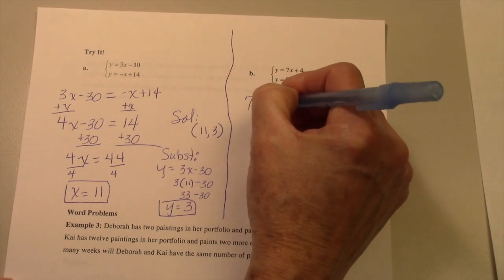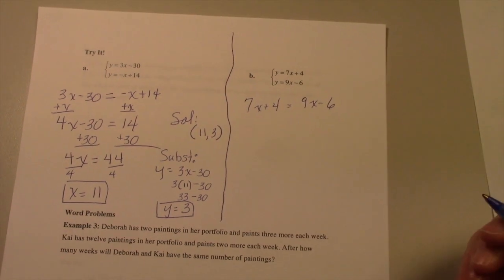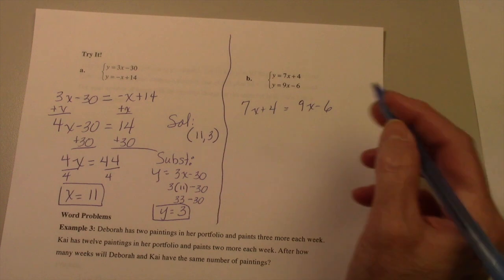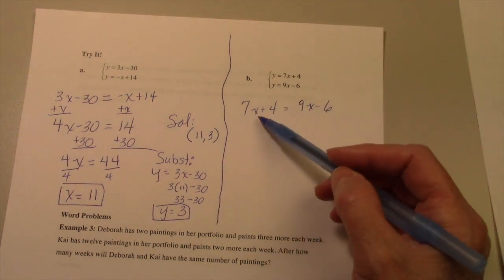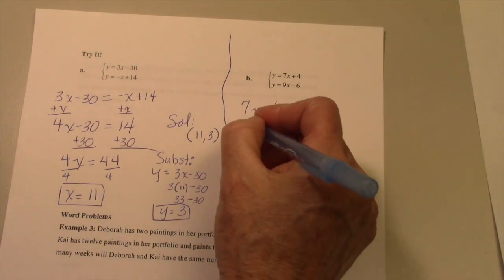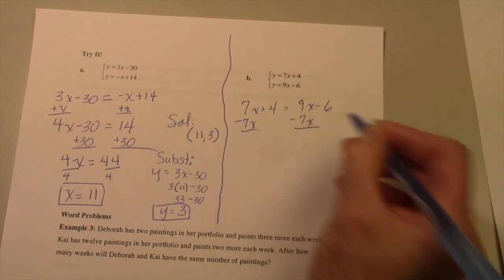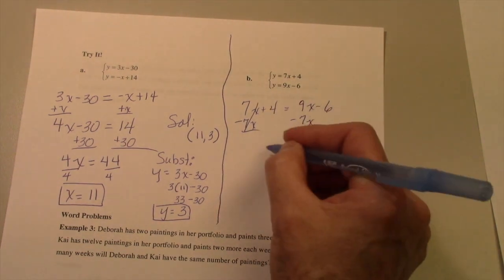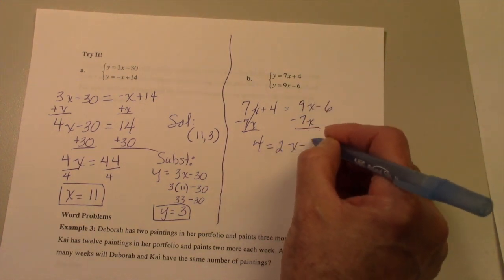7x plus 4 equals 9x minus 6. Now, I want to get the x's all on one side. Remember that moving analogy I talked about last year? I'm not going to pick up the heavier one, I'm going to pick the lighter one and move it. So I go minus 7x. This way it stays positive. Minus 7x. That's gone. Still have 4 here. Equals. This makes 2x minus 6.